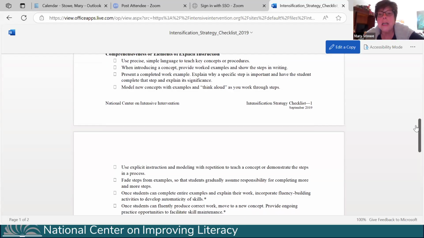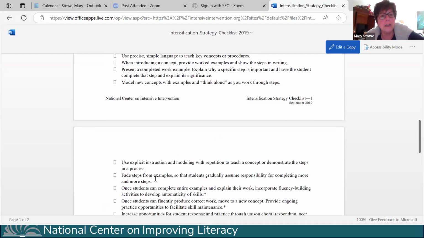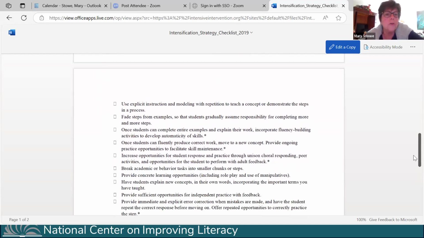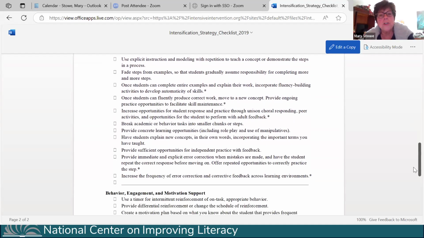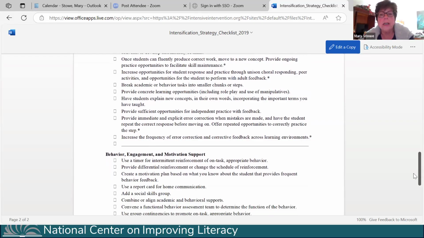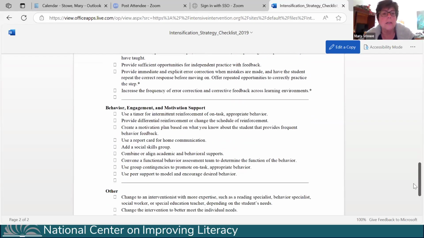We need to think about here, I see faded steps from examples. So that gradual release methodology that we think about so often, I do, we do, you do. Do we provide sufficient time for providing opportunities to practice? Do we provide feedback all along the way to create self-efficacy for students and a feeling of confidence and competence?